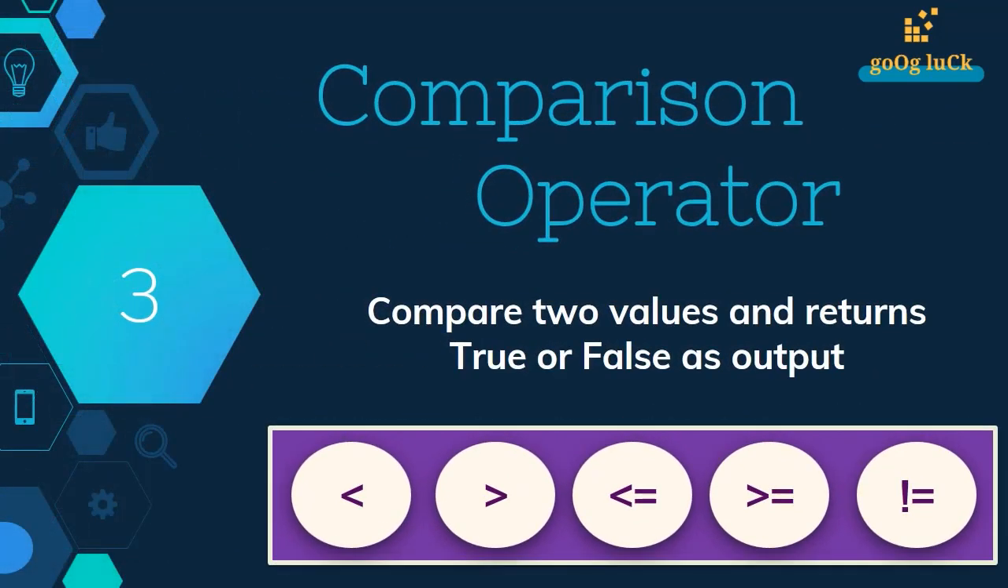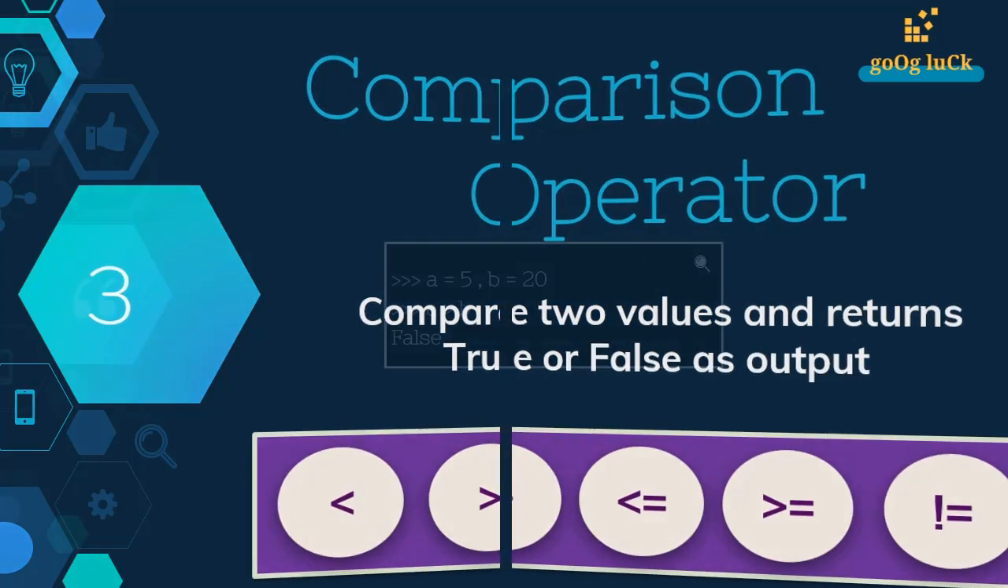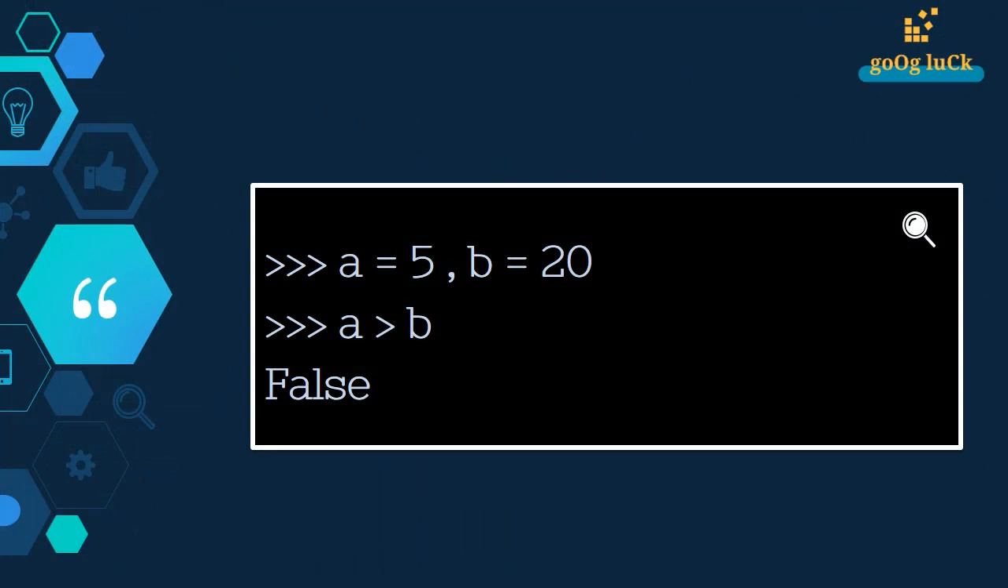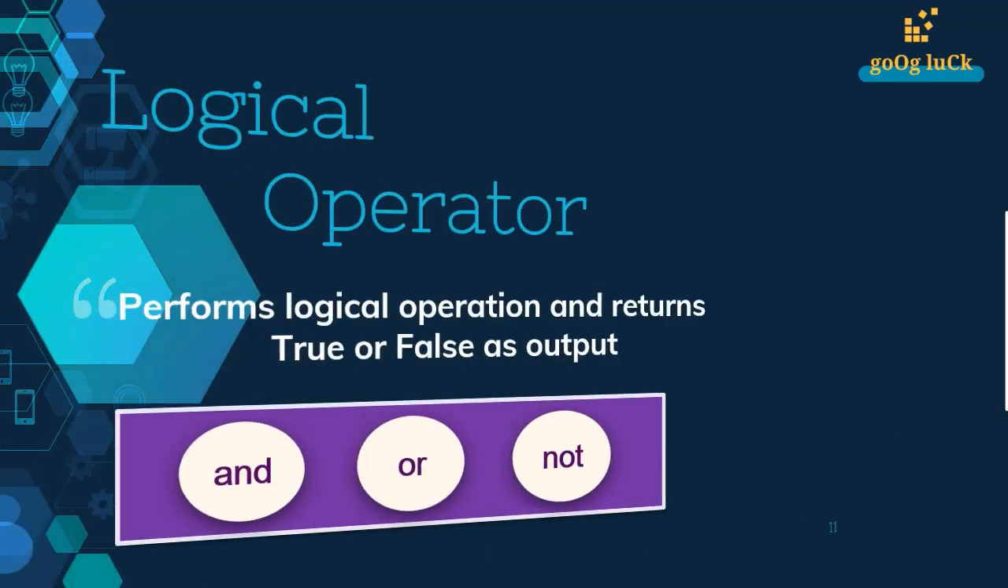So next we have the comparison operator. It is used to compare 2 values and it returns true or false as the output. The operators which are part of it are less than, greater than, less than equal to, greater than equal to, or not equal to. For example, let's see what example we have up here. We have a equals 5, b equals 20. A is greater than b? Obviously, 5 is not greater than 20, right? So it is giving me false as the output.